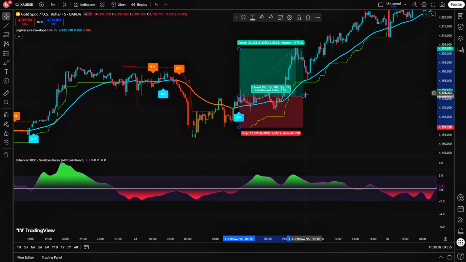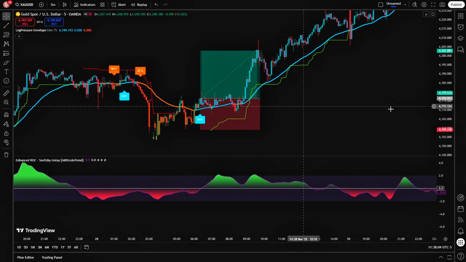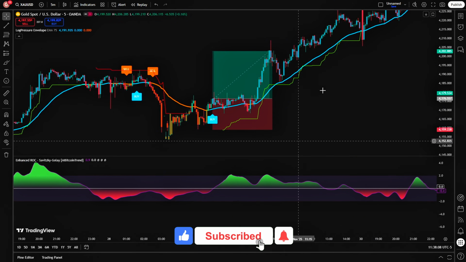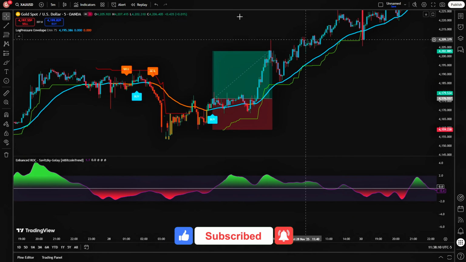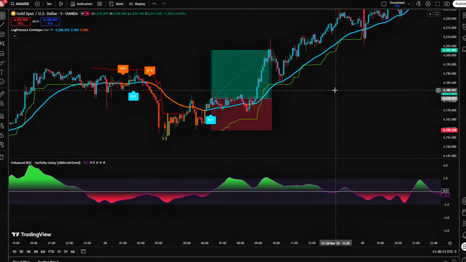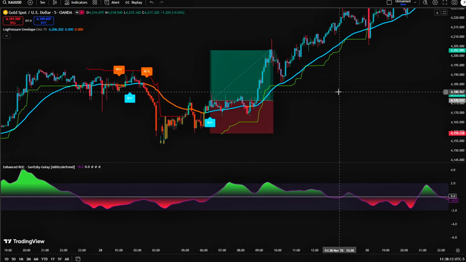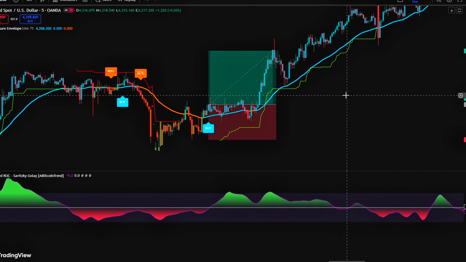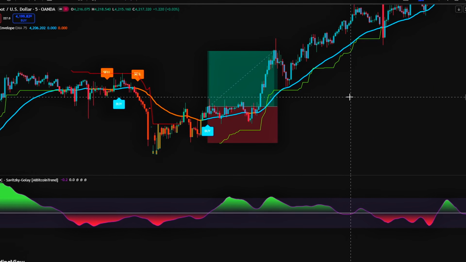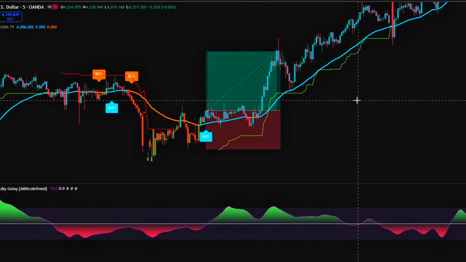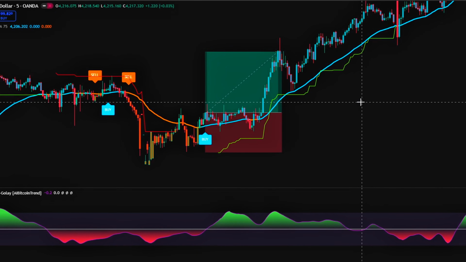Stop loss placement. Place the stop loss just below the midline, giving the trade enough room to breathe while still protecting you if structure fails. Take profit target. Set your take profit target using a 1 to 1.5 risk to reward ratio. That means for every 1 unit of risk, you target 1.5 units of reward. This keeps the system balanced, disciplined, and consistent across all trades.